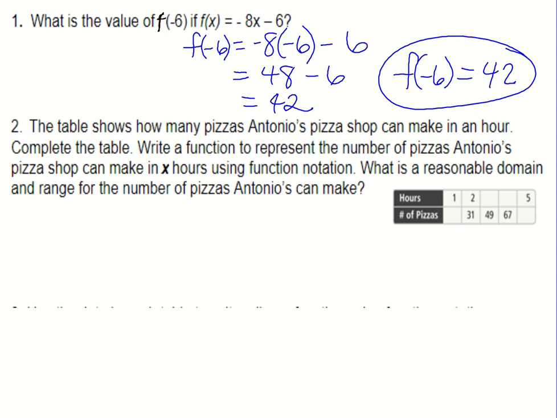So the table shows how many pizzas Antonio's Pizza Shop can make in an hour. Complete the table, write a function to represent the number of pizzas Antonio's Pizza Shop can make in x hours using function notation. So make sure it says f of x. What is a reasonable domain and range for the number of pizzas Antonio's can make? So they don't have the table fully filled in, but you can see it says 1, 2, blank, blank, 5. So we can make this assumption that it's going up by 1 for every hour.